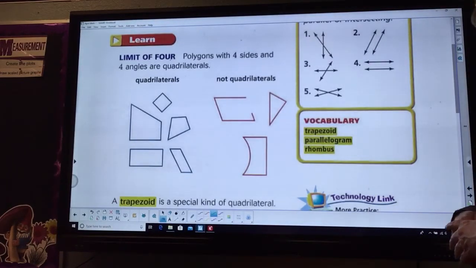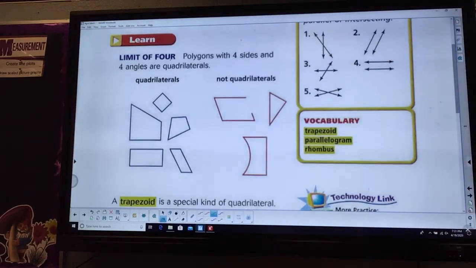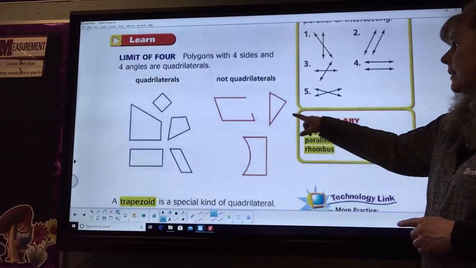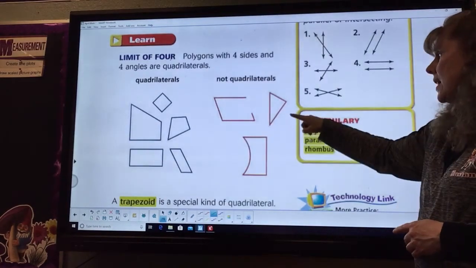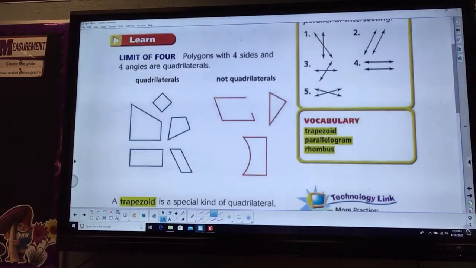It also has to have straight lines. It cannot have those curved lines like you see in this red figure. And finally, they all have 4 sides, whereas this figure right here is a triangle and only has 3 sides.